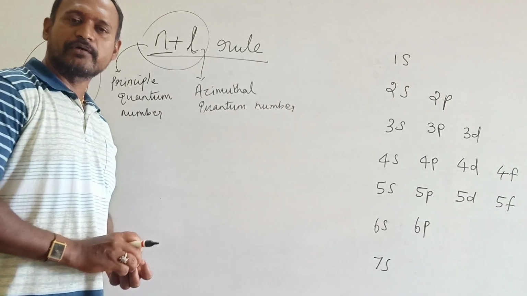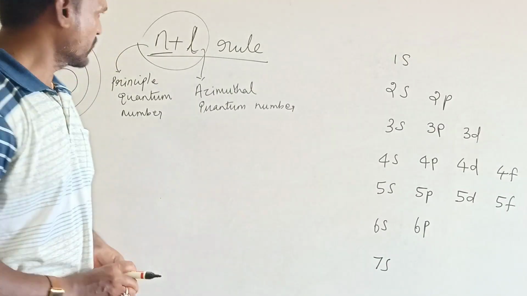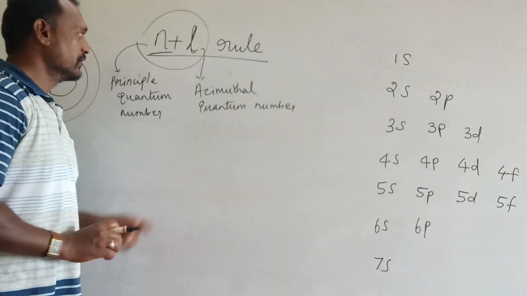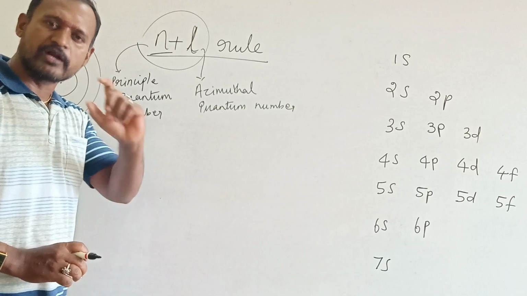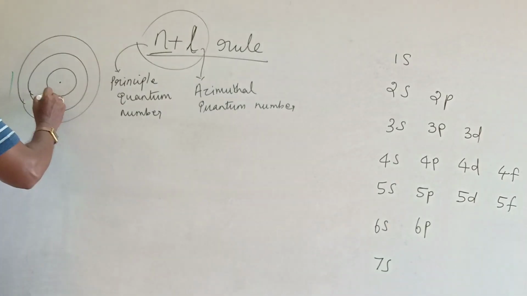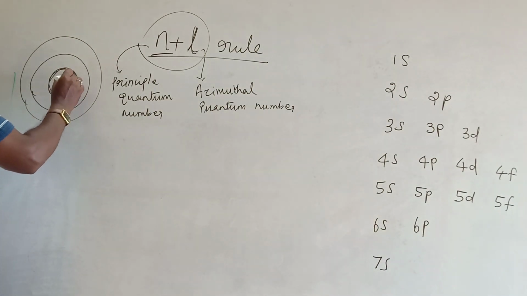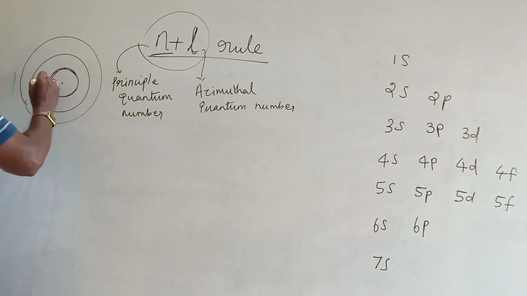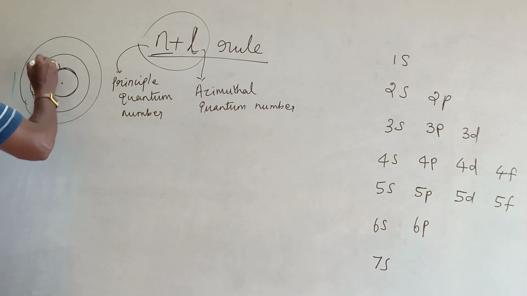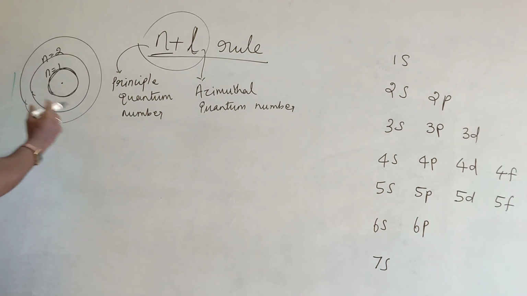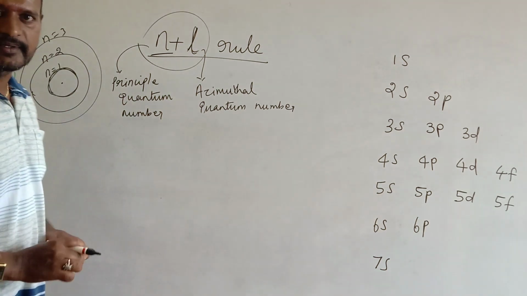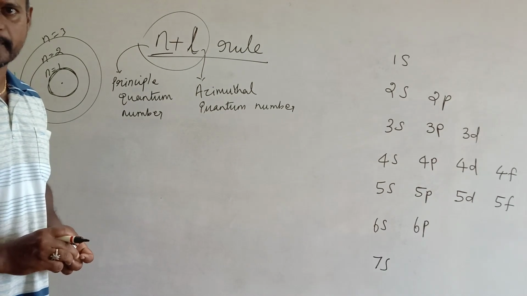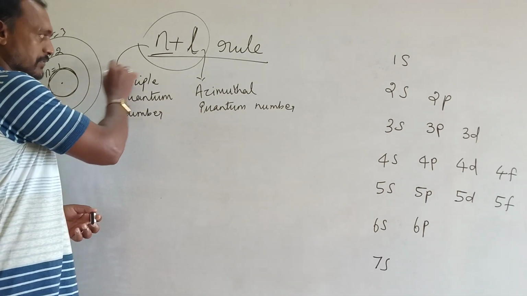Today we are going to see about the n plus l rule. Okay, n plus l rule. So n is the principal quantum number. It denotes the orbit. For example, the first shell, K shell, for this n is equal to 1. In the second shell, L shell, n equal to 2. For the third shell, n equal to 3. So n denotes the orbit. Okay, so this is the principal quantum number.